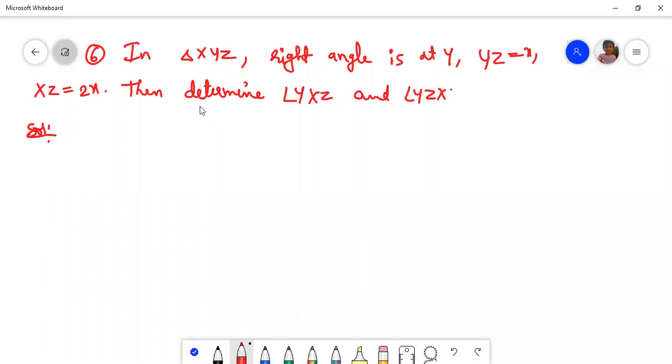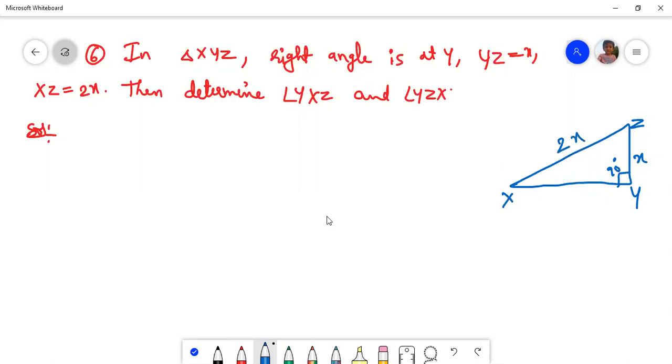Next problem, sixth one: in triangle XYZ, right angle is at Y, YZ is equal to X, XZ is equal to 2X. We can draw the right angle triangle. Here at Y, XYZ is the right angle triangle, it is 90 degrees. Here YZ length is X centimeter, XZ length is 2X centimeter. Determine angle X.